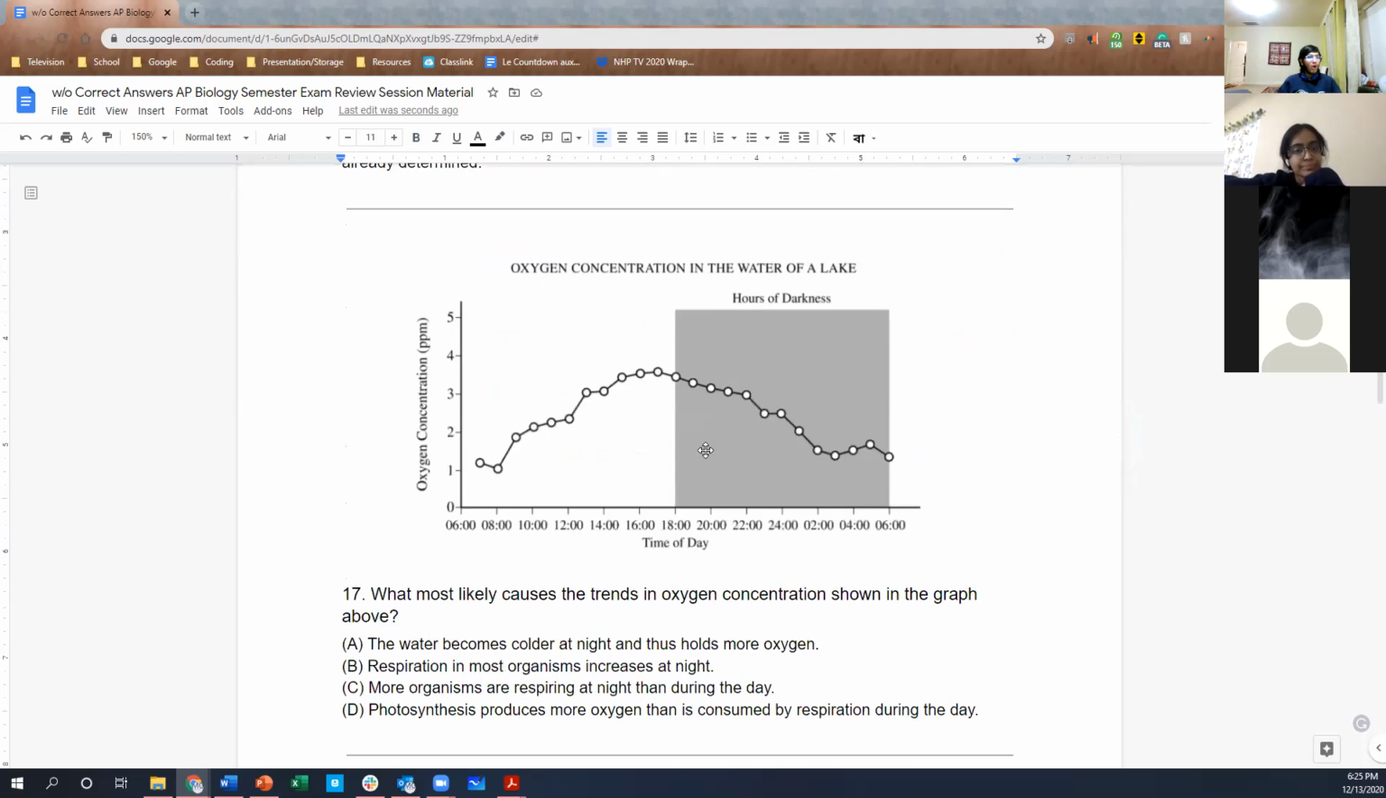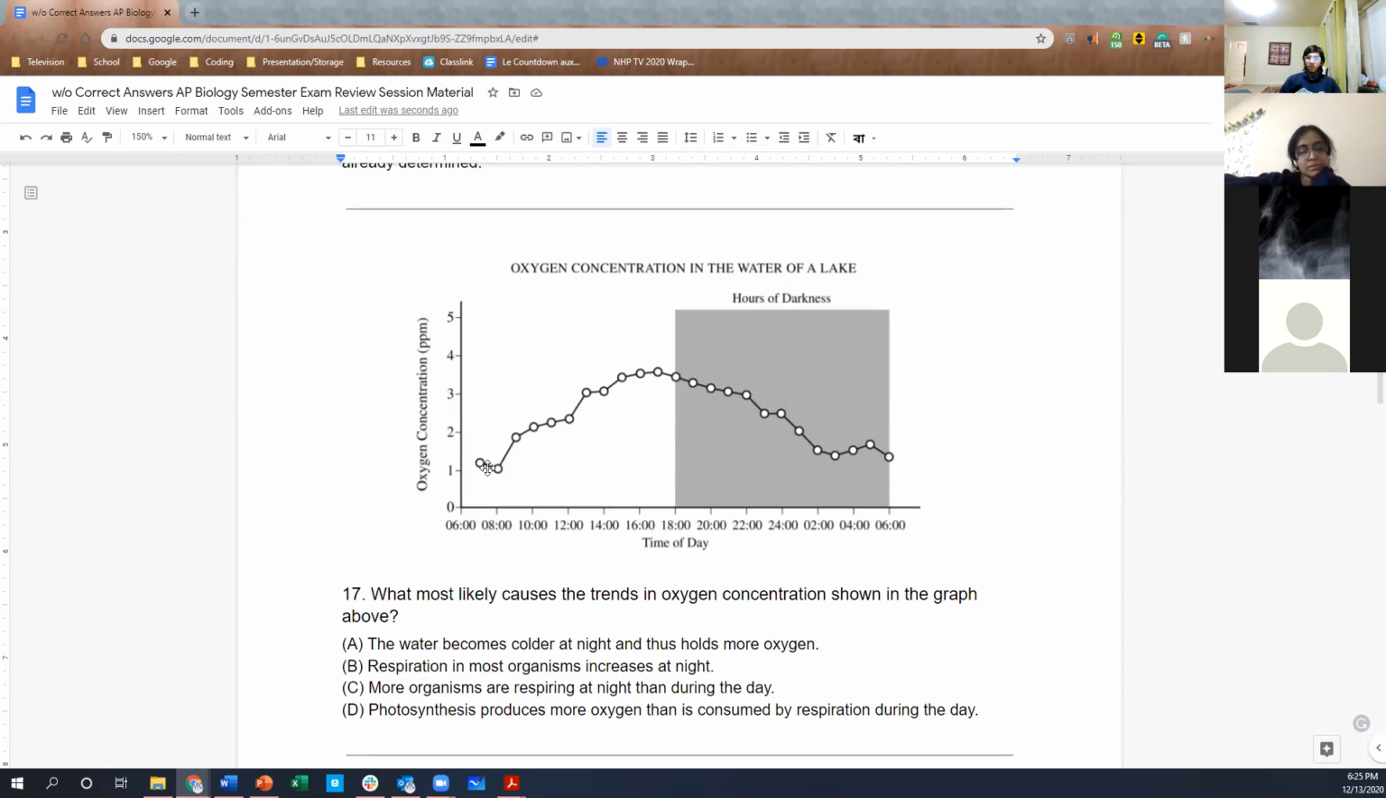Okay. Oh, a graph question. Fun. Okay. What most likely causes the trends in oxygen concentration shown in the graph? So this is in the water of a lake, and during the day it increases, and then during the night, during darkness, oxygen concentration decreases. So without looking at the answer choices, we can think about why potentially. This either deals with cell respiration or photosynthesis.